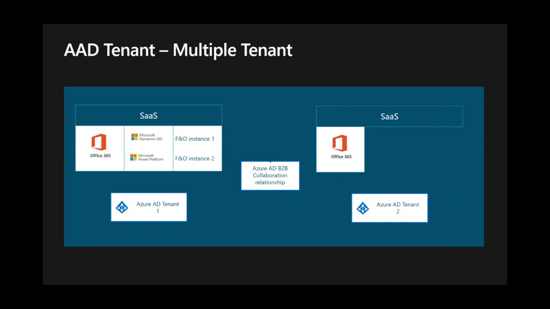You have another tenant, which is AAD tenant 2 on the right side, where you have Office 365 licenses on that tenant, and also you may have non-Dynamics 365 applications running in your organization too. And you may set up the B2B collaboration between your AAD tenants for various benefits, single sign-ons, etc.